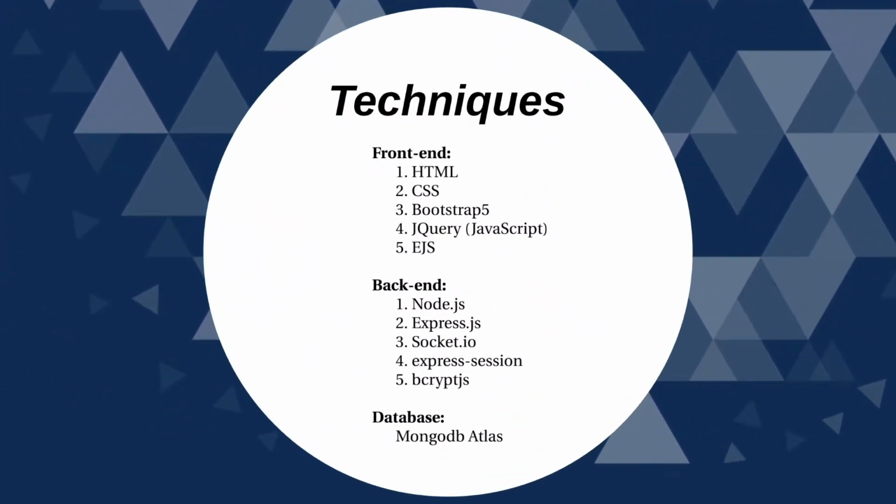The technique I use in this application includes three parts: front-end, back-end, and database. In the front end, I use HTML, CSS, and Bootstrap 5 for the static website. And I use jQuery and EJS handles for parameters and variables for dynamic changing. In the backend, I use Node.js with the Express.js web development framework. I also use Socket.io to realize the communication between users. Express Session handles user sessions, and bcrypt.js handles user password encryption. For the database, I use MongoDB Atlas, where I put my data online.